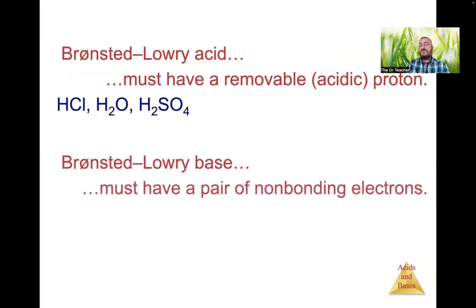Brønsted-Lowry base, what is it? It must have a pair of non-bonding electrons, as we mentioned previously. In this case, we have NH3. We have H2O. You remember NH3? There is only one lone pair for the nitrogen, and H2O has two lone pairs, which relate to the oxygen, non-bonding. Two lone pairs means four electrons.